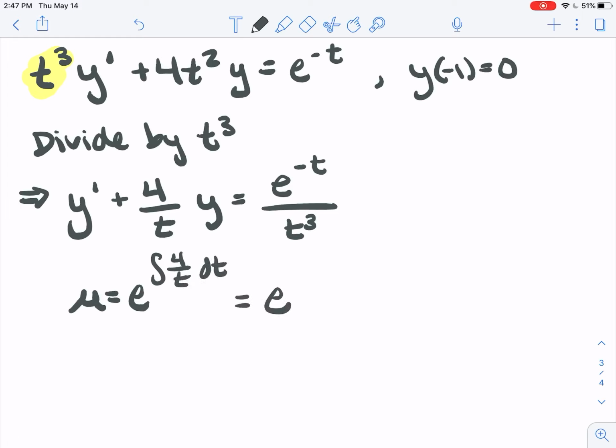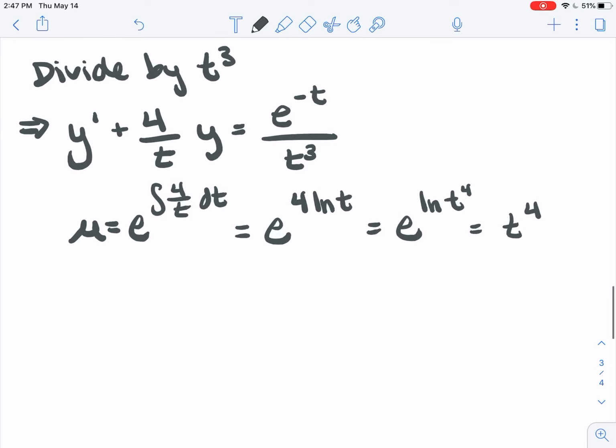Then our integrating factor is e to the integral of 4 over t dt. That's e to the 4 times the natural log of t, which is e to the natural log of t to the 4th using our log rule, and that is t to the 4th. So our integrating factor is t to the 4th. So now we multiply through by the integrating factor, the entire differential equation.